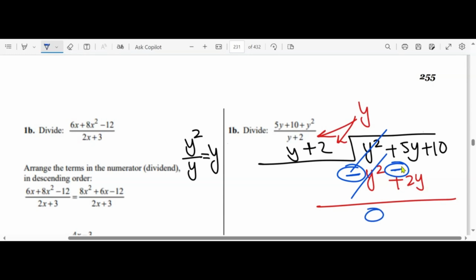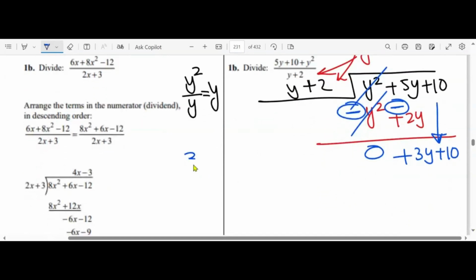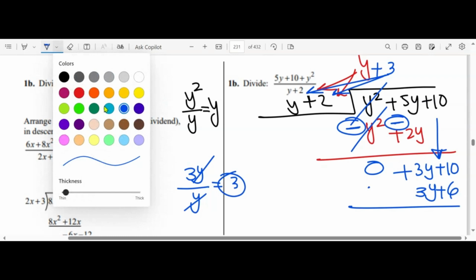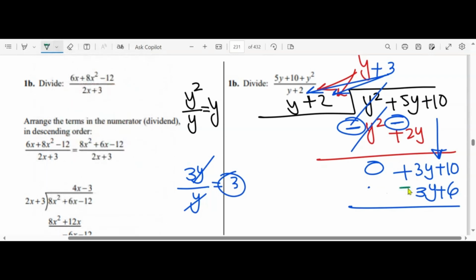This becomes negative and this becomes minus. This cancels with this, you get what? 0. How much will this be? 3y. And then you bring down the 10. Easy? Now, you're going to get 3y divided by what? Y. What's the answer, Bandar? 3. Take the 3 and put it up here. And then you multiply it how many times? 2. So you're going to get 3y plus 6. Now, what's the next step, Bandar? Change the sign. This becomes negative. This becomes negative. Cancel this with this, and you get how much? 4. That's called what? Remainder.